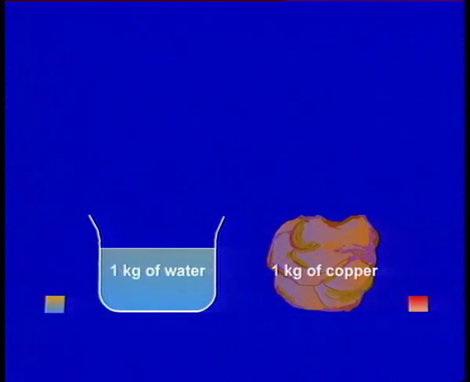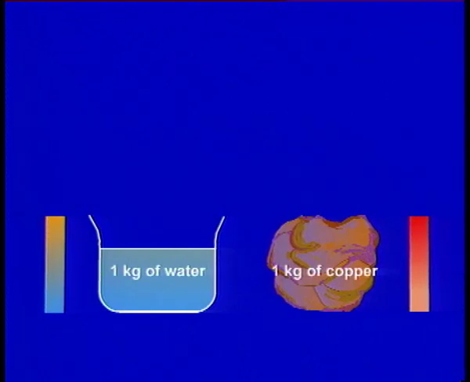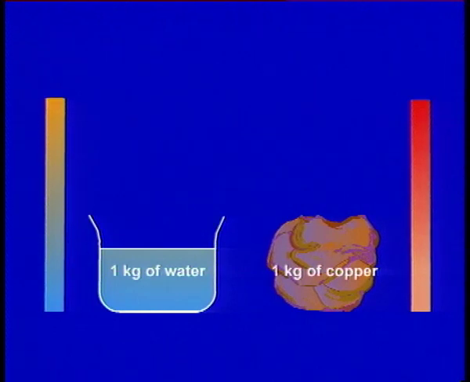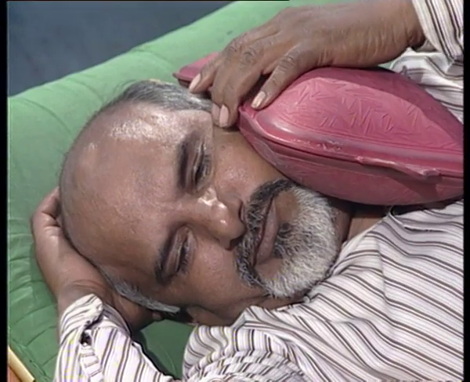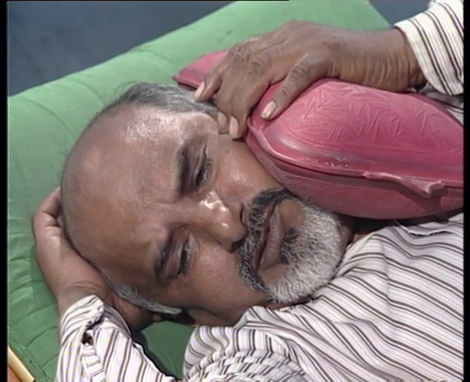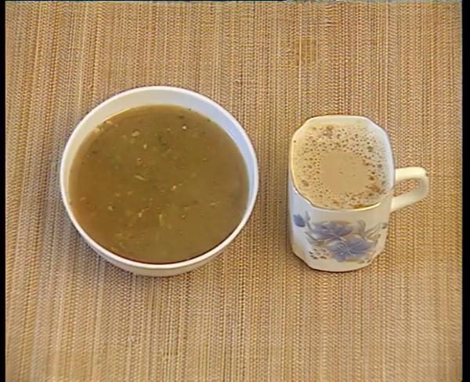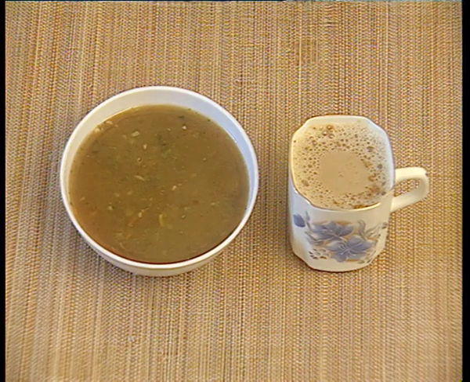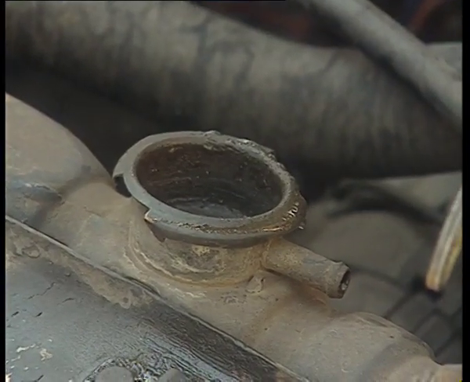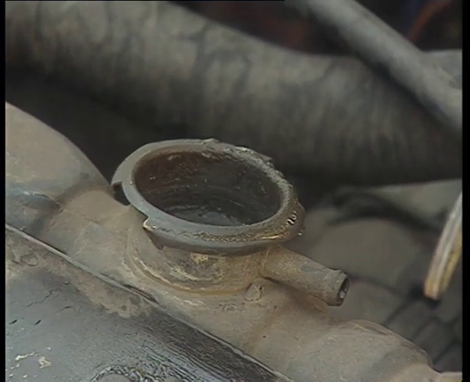This means that the energy needed to boil a kilogram of water could heat 1 kilogram of copper to more than 800 degrees Celsius. That is why it takes so long for this hot water bag to cool down, or coffee stays hot longer than thick soup. For the same reason, water is used as a coolant.